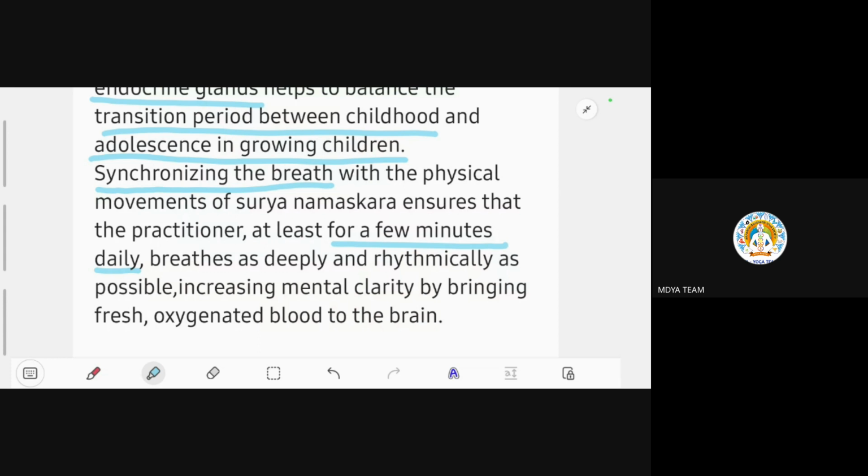Breathe as deeply and rhythmically as possible, increasing mental clarity by bringing fresh oxygenated blood to the brain. Again, it relates to the nervous system. Clear this much?